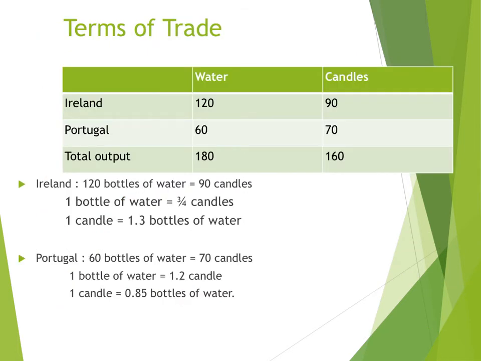Okay, let's look at the law of comparative advantage in action then. So here we have Ireland and Portugal. We've two goods, candles and water. And we see here Ireland can produce 120 bottles of water per worker. And they can produce 90 candles per worker. Portugal can produce 60 bottles of water per worker, and they can produce 70 candles per worker. So what we can see there is that Ireland actually have absolute advantage.